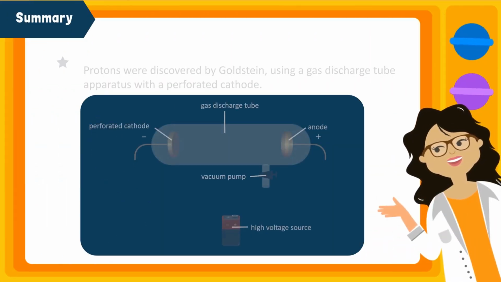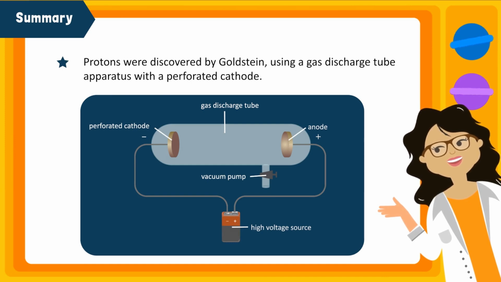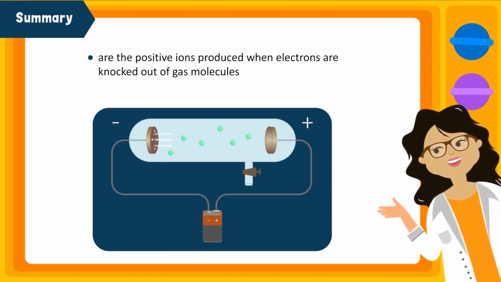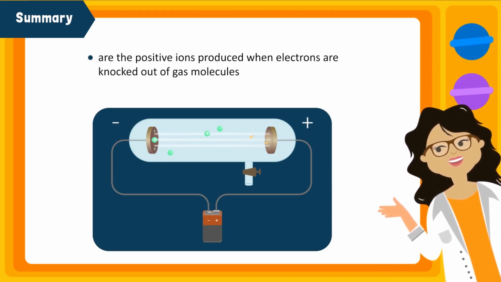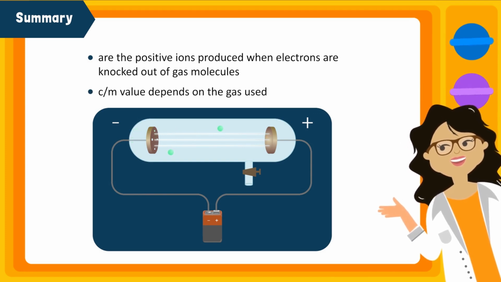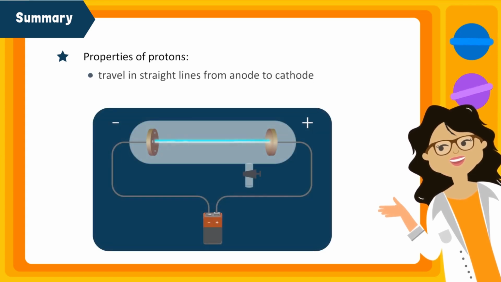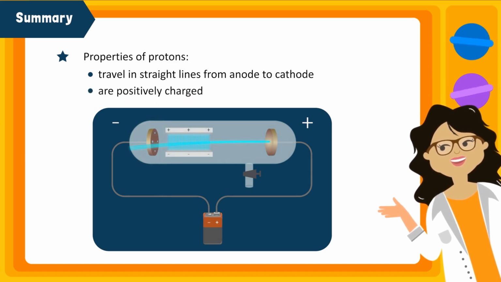To summarize, protons were discovered by Goldstein using a gas discharge tube with a perforated cathode. They were in fact positive ions that were produced when fast-moving electrons hit the gas molecules and knocked electrons out of them. They were found to be dependent on the nature of the gas used. They were observed as rays which traveled in straight lines from anode to cathode and were found to be positively charged.